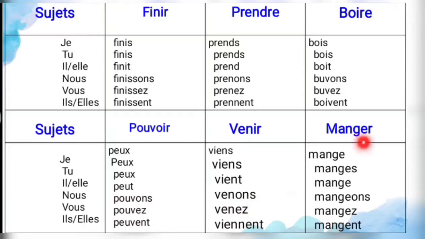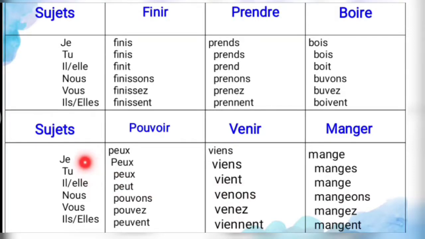And next, the verb manger. Manger ends with ER. So what are the endings for the ER verb? E, ES, E, ONS, EZ, ENT, ENT. And one thing you have to note: when you conjugate for the subject nous, you have to add an E before that ONS. This you have to note. And this is the conjugation for the verb manger.